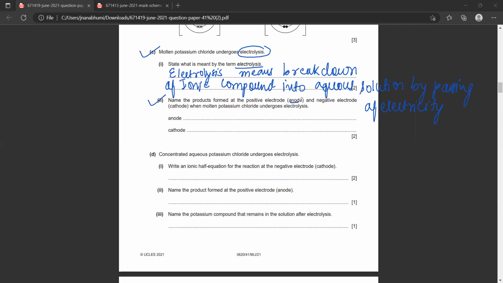Next question is: name the product formed at the cathode. The positive electrode is the anode and the negative electrode is the cathode. When molten potassium chloride undergoes electrolysis, it breaks down, forming K plus and Cl minus. It is given that the anode is positive here, so Cl minus will be attracted in the form of Cl2 gas. And as the cathode is negative, it will attract K plus, right? So K plus is a positive cation, because as we know, negative charge will attract positive. So the answer will be this.